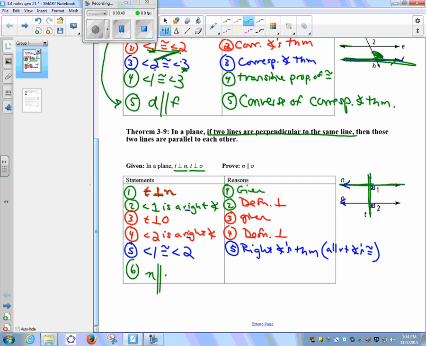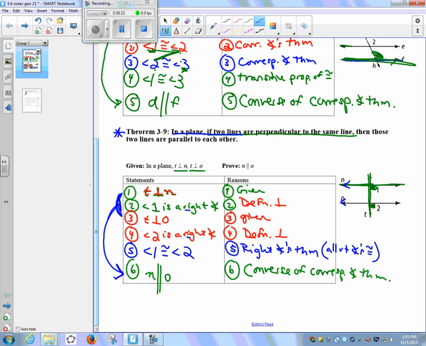N is parallel to O, because if 1 and 2 are congruent and they're corresponding angles, I can say that the lines are parallel by the converse of the corresponding angles theorem. Okay, so again, now that we've proven this theorem, anytime you have a situation where two lines are both perpendicular to the same line, you can go straight to saying those lines are parallel without writing all these steps in between, because this was the proof of the theorem, right? So you could go straight to saying this is true using this proof.